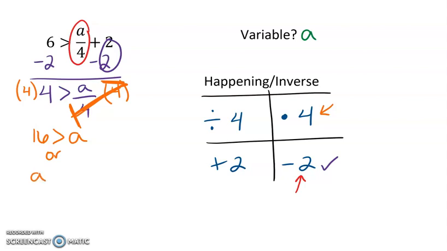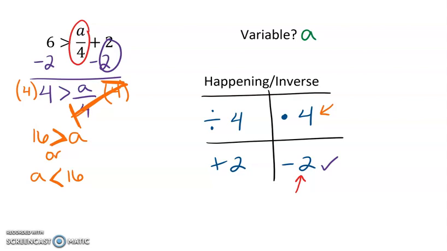But we need to make sure that our inequality symbol is still going the correct direction. So as we can see right now, it is opening up towards the 16, which means when we put that variable first, it still needs to open up towards the 16. So it's going to look like this.